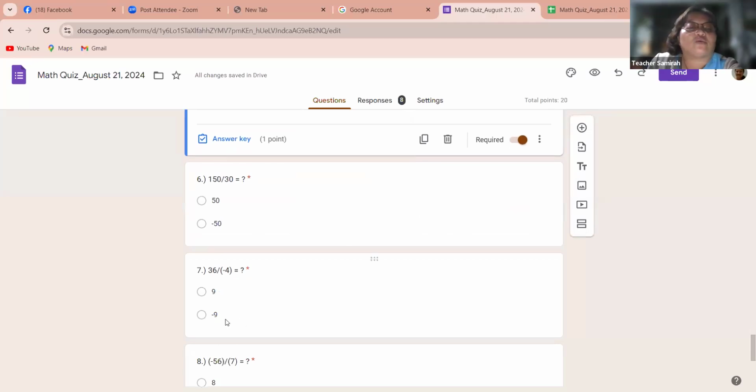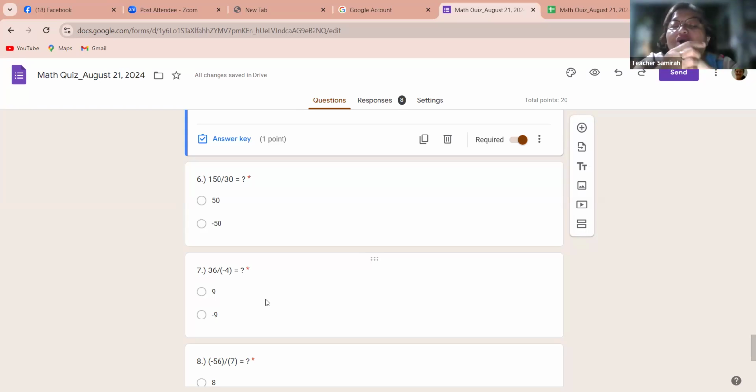We are going to do the operation of division. When we are going to divide two positive integers, what will be the sign? Positive. Okay, so that means that when you divide positive by positive, the sign of the quotient will be positive.